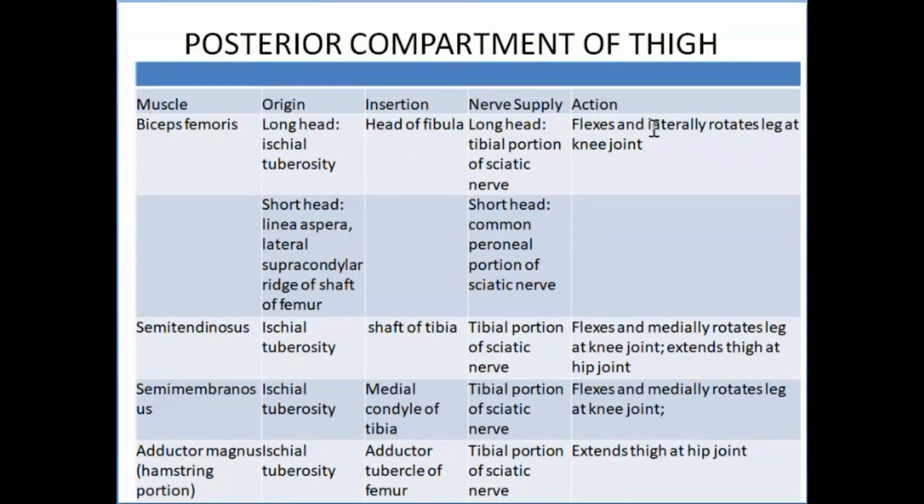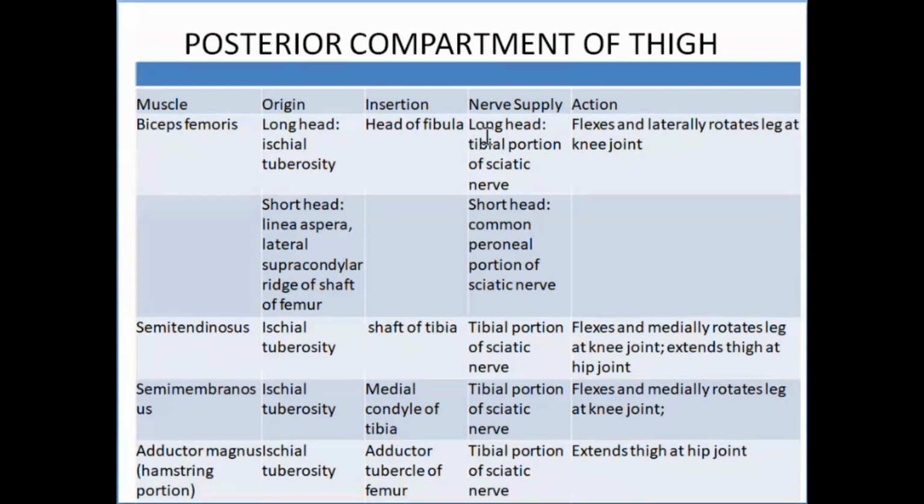What is the action? Just remember that the posterior muscles, the hamstring group of muscles, are responsible for flexion of the knee joint. So they will do flexion and lateral rotation of the knee joint, in which you will see that semimembranosus and semitendinosus have the same action. They will do flexion and medial rotation.